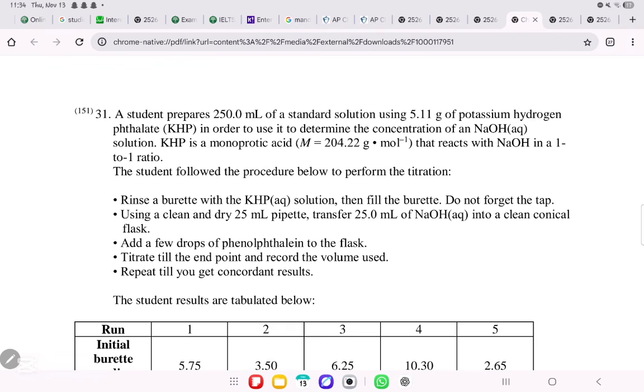A student prepares 250 milliliters volume of a standard solution using the mass 5.11 grams of potassium hydrogen phthalate, in order to use it to determine the concentration of an NaOH aqueous solution. KHP is a monoprotic acid, right? And the molar mass of KHP is 204.22 grams per mole. It will react with NaOH in a 1-to-1 ratio. So the student followed the procedure to perform the titration, right?